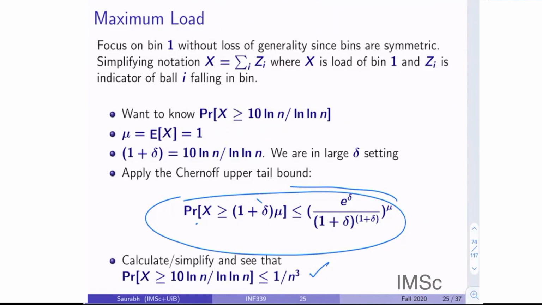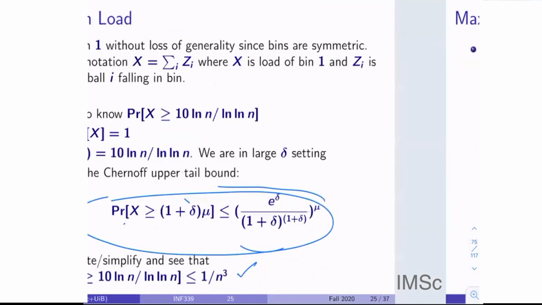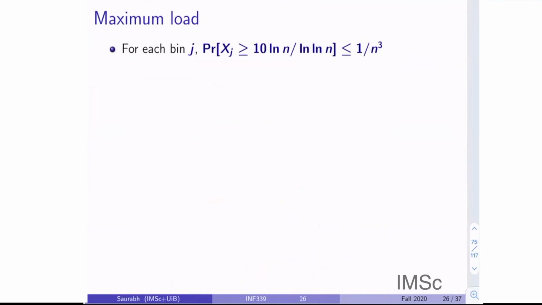This is just a very simple computation. Do your computation, and you can show that the probability a particular bin has more than 10 ln n / ln ln n is at most 1 over n cubed. Now what can we say then? For each bin j, the probability that the particular bin has more than this quantity is 1 over n cubed. And let A_j be the event that x_j is greater than or equal to 10 ln n / ln ln n.